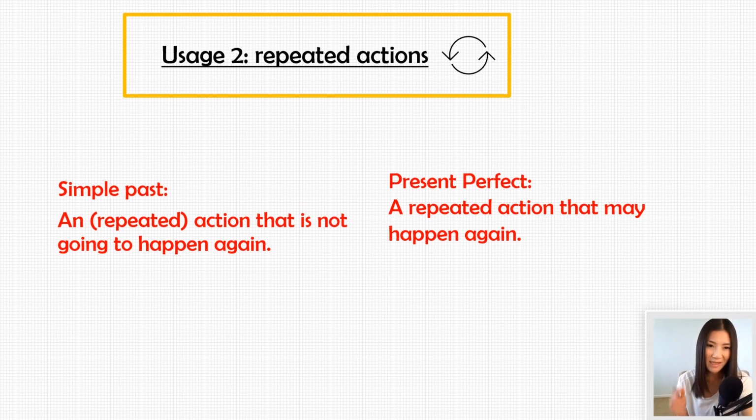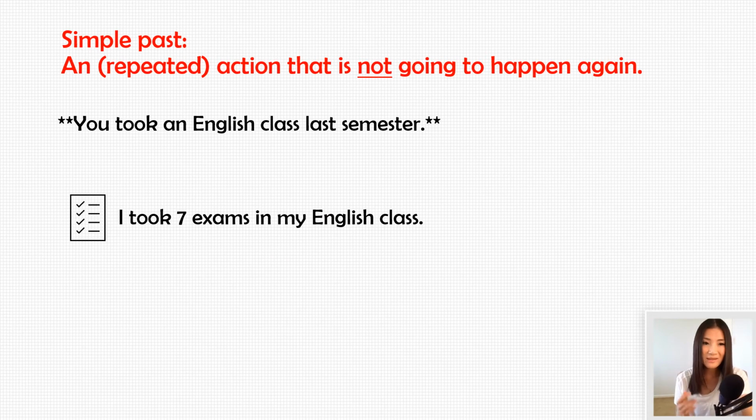Now let's talk about the second difference between these two verb tenses. For a repeated action that is not going to happen again, we're going to use the simple past. For a repeated action that may happen again in the future, we're going to use the present perfect. Let's take a look at this example. As I just mentioned, we use simple past for an action or a repeated action that is not going to happen again. So let's imagine that you took an English class last semester.